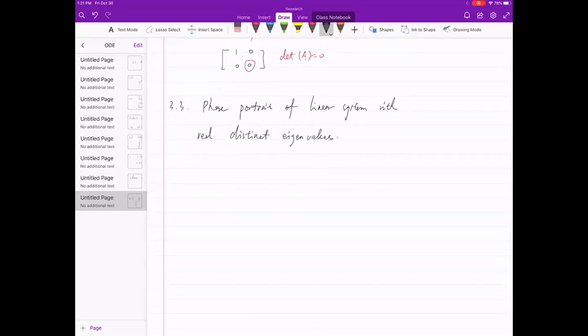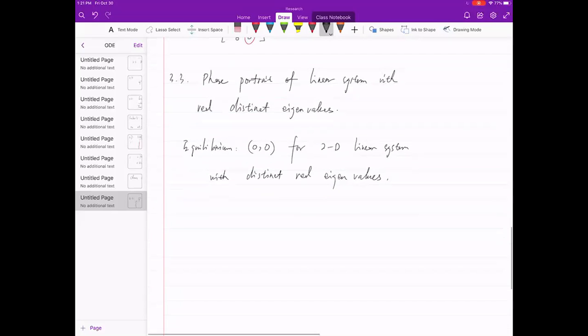Okay, so basically for this one, we want to talk about the equilibrium, particularly the equilibrium (0, 0) for a 2D system with distinct real eigenvalues. So it's very restricted values, eigenvalues. Let's talk about it.